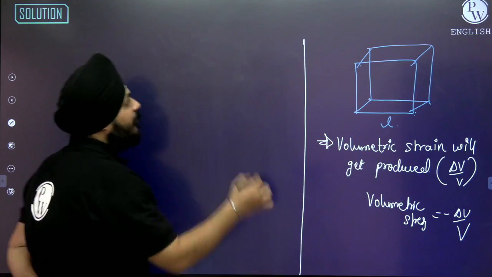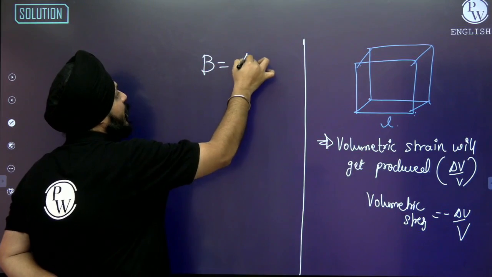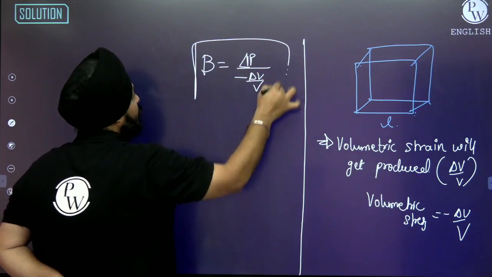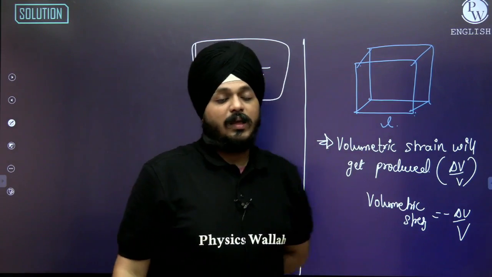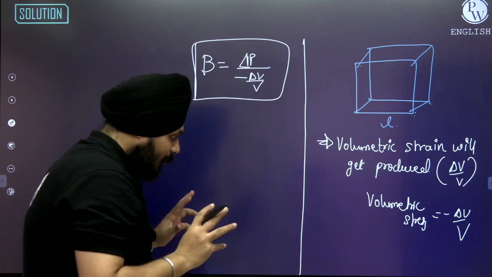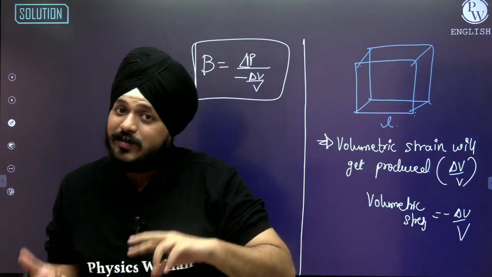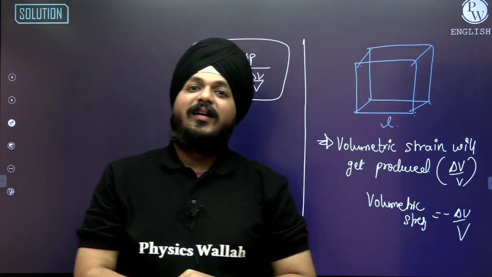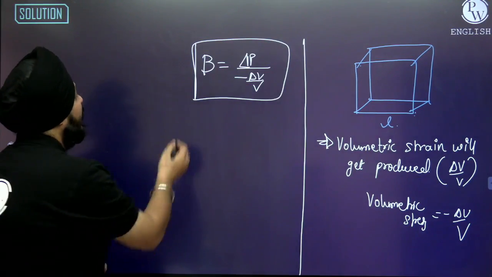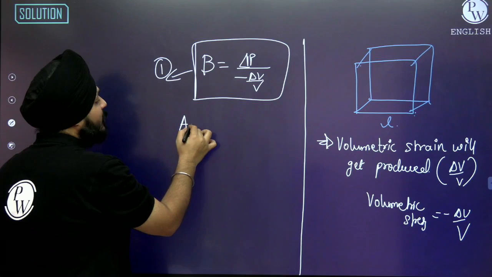Now, what is the definition of the bulk modulus? The bulk modulus states that it is the change in pressure divided by the volumetric strain, that is delta V by V. This is the definition of the bulk modulus. This is what we have seen in solids, but here, whatever is getting changed is changing because of the change in temperature. So, can I say this is equation number 1?